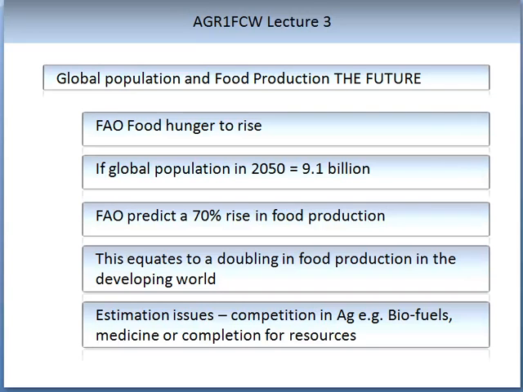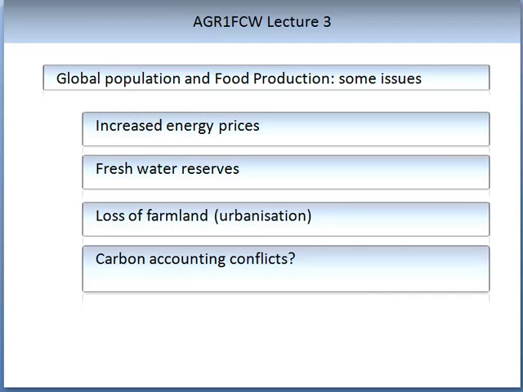The FAO also touch on an issue of estimation. That is, they have probably underestimated the rise in food production needed, as they have not factored in the competition of agriculture for other enterprises such as biofuels, the producing of crops for medicine, or competition for resources. There are other issues as well, such as increased energy prices and the amount of fresh water reserves that are available for farming. A big influence is the loss of farmland to urbanisation.